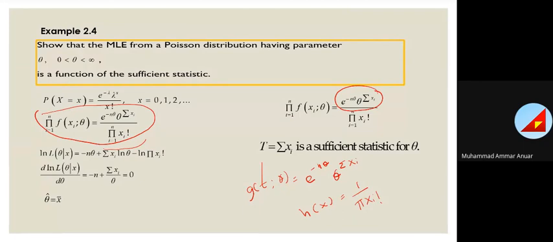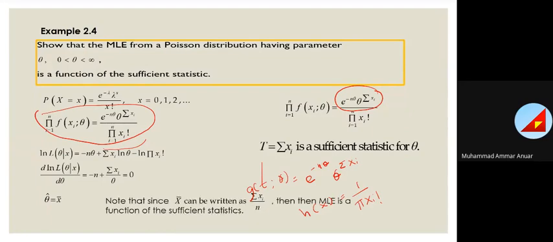So based on the factorization theorem, the function T(X), which is summation xi, is a sufficient statistic. Note that our x bar can be written as summation xi over n, so the MLE is a function of the sufficient statistic.